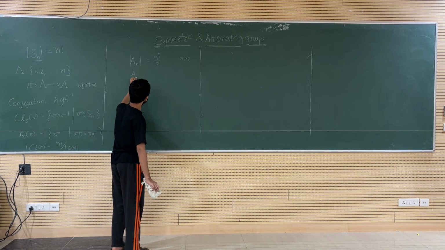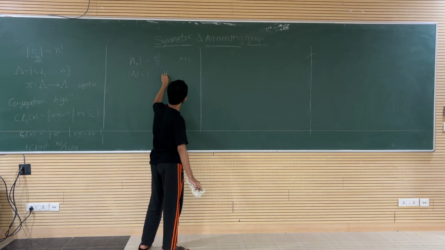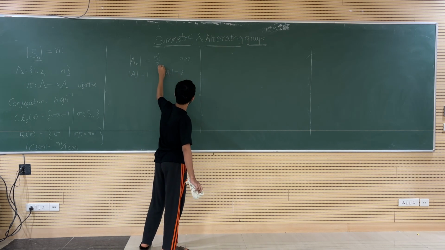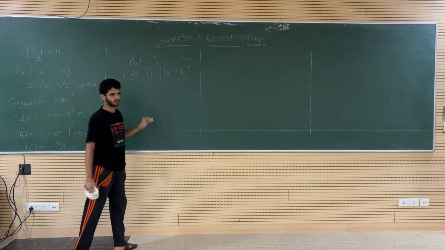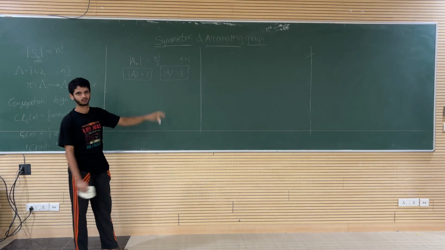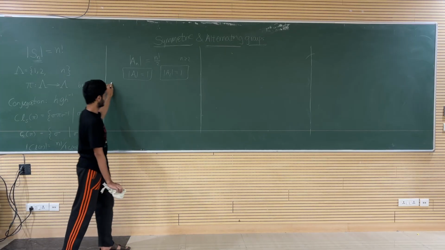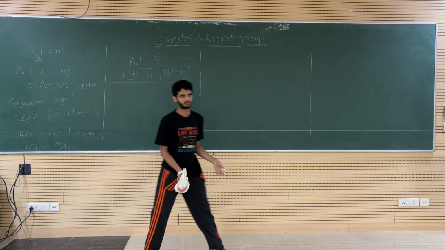So A0 size is 1. A1 size is also 1. These two are dumb examples of alternating groups which show up later. That's why I wanted to mention. Okay. Alternating groups are the set of all even permutations.